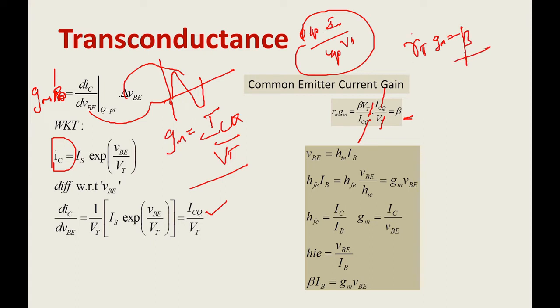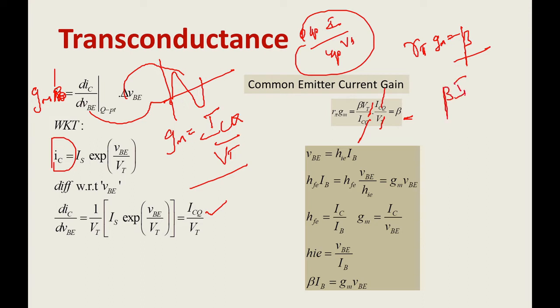So R pi is your base diffusion resistance, and GM is your transconductance. R pi is a resistance between the base and emitter, a mathematical resistance. That is a resistance of the small signal part. So the mathematical resistance existing between base and emitter is represented by R pi. The other name is diffusion resistance. Another relation is very important.